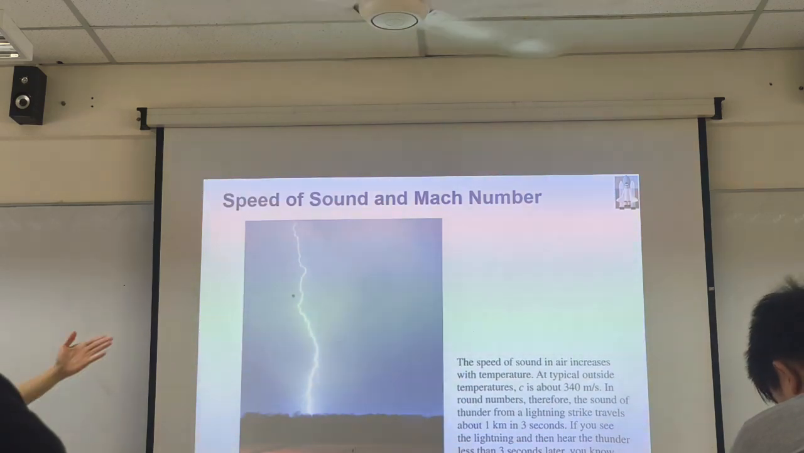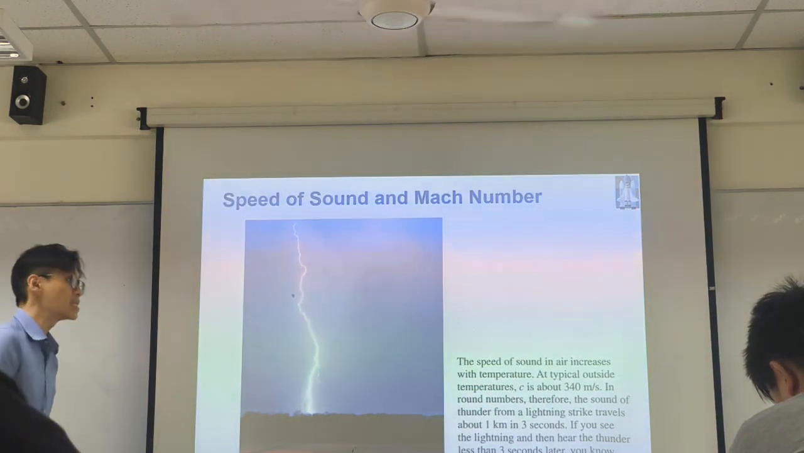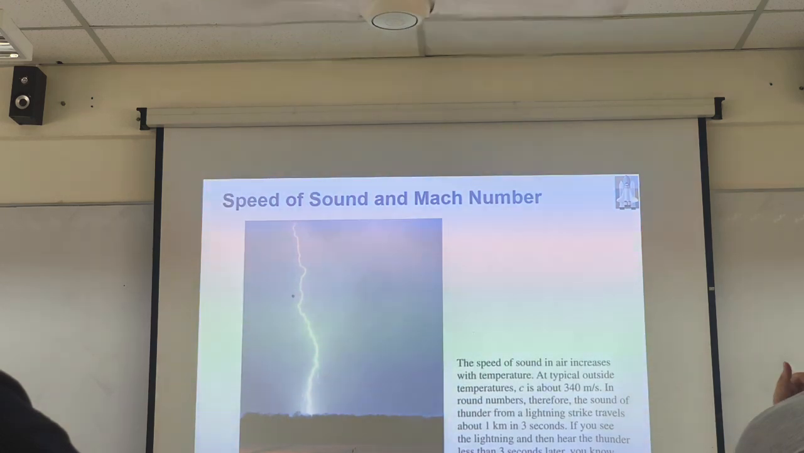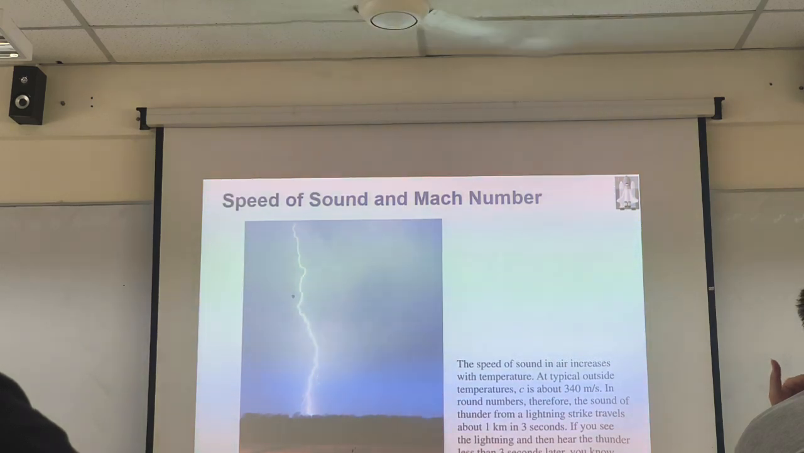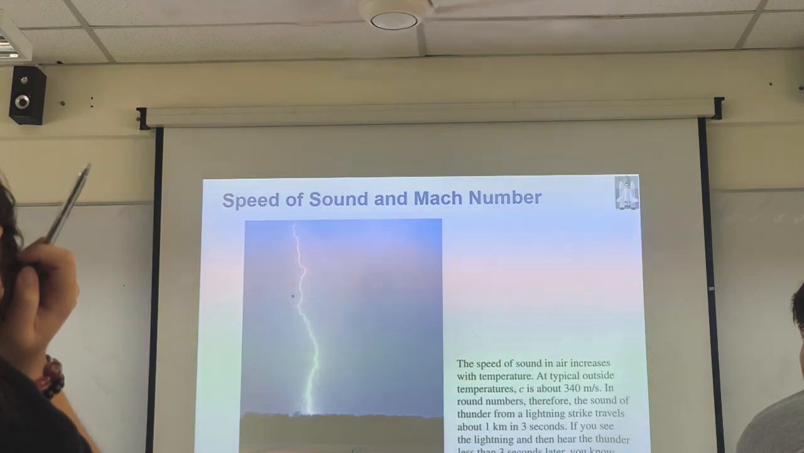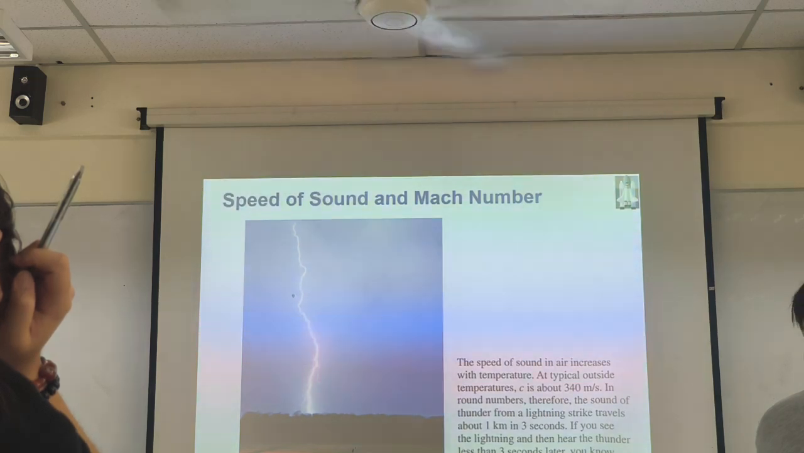Okay, so the speed of sound in air increases with temperature. At typical outside temperature, C is about 340 meters per second. So in round numbers, the sound of thunder from a lightning strike travels about 1 kilometer in 3 seconds. So if you see the lightning and then you hear the thunder in less than 3 seconds later, it means that the lightning is actually very close. Because based on this, the sound travels 1 kilometer in 3 seconds. So if you hear it within 3 seconds, it means the lightning strike is less than 1 kilometer away, not very far.